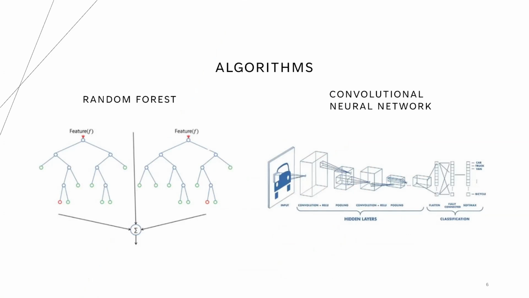In this project, we will be using 2 algorithms as a baseline. The 2 algorithms are random forest and the convolutional neural network. Random forest is an ensemble learning method used for both classification and regression tasks. A convolutional neural network is a specialized type of neural network designed for processing image data.